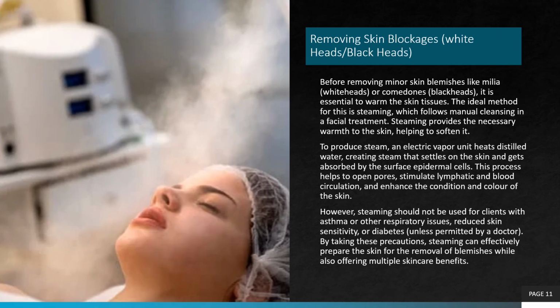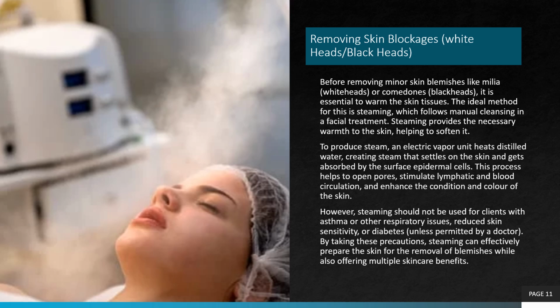Before removing minor skin blemishes like milia, whiteheads or comedones, which are blackheads, it's important to warm the skin tissues. Steaming is the best method for this, typically done after manual cleansing during the facial treatment. The warmth from the steam softens the skin, making it more receptive to the treatment.